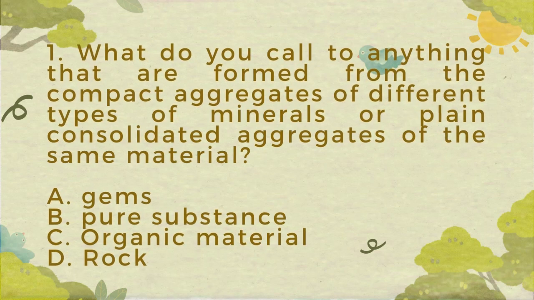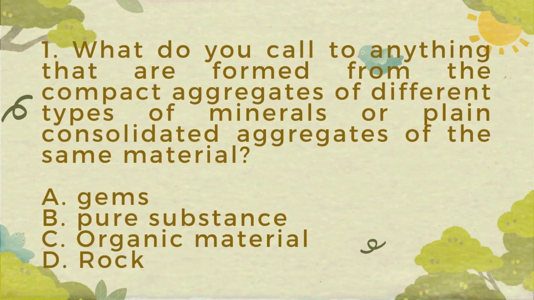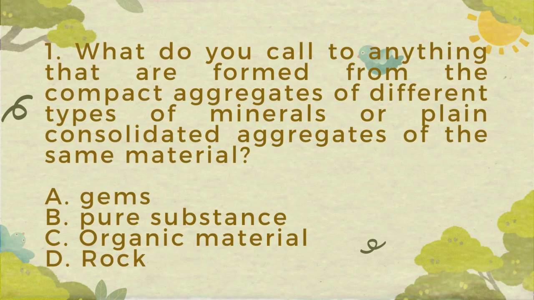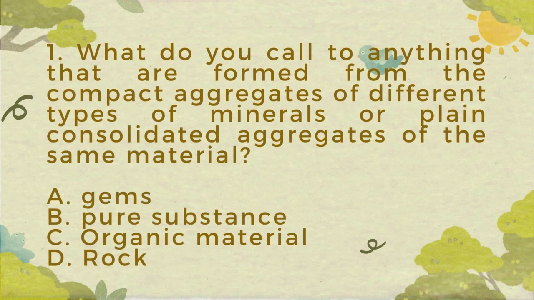What do you call anything that is formed from compact aggregates of different types of minerals or plain consolidated aggregates of the same mineral? A. Gems. B. Pure substance. C. Organic material. And D. Rock.